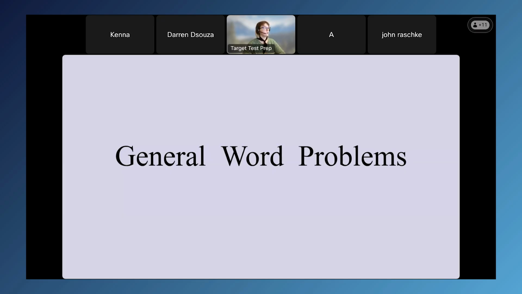Okay, we are doing general word problems today. So these are the catch-all category for word problems.